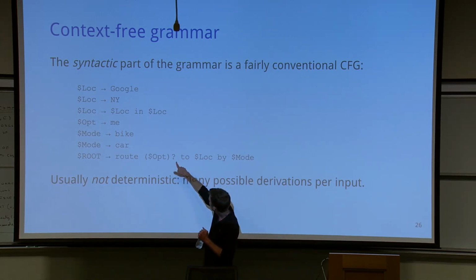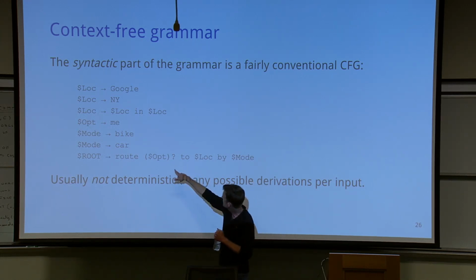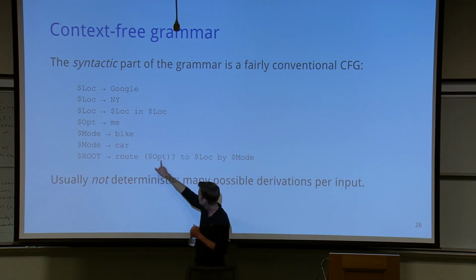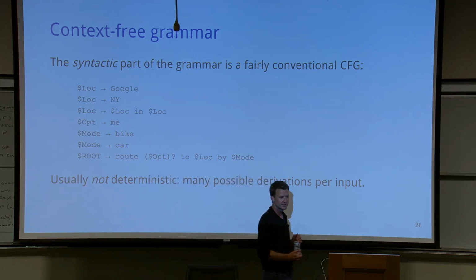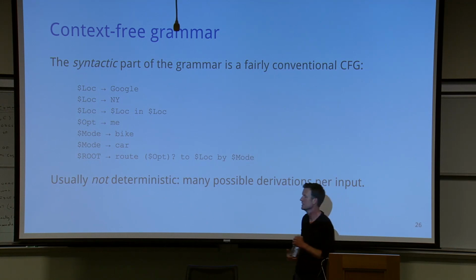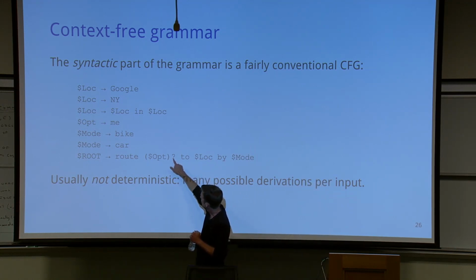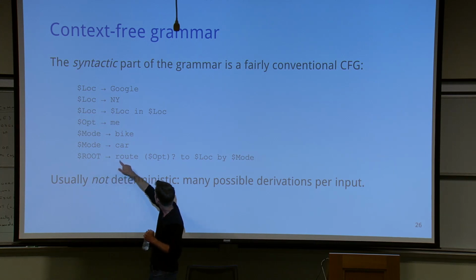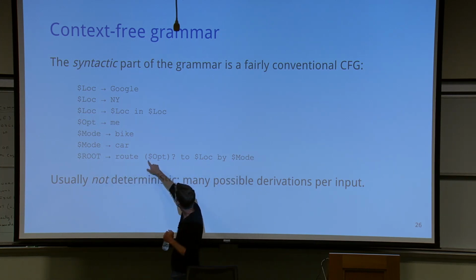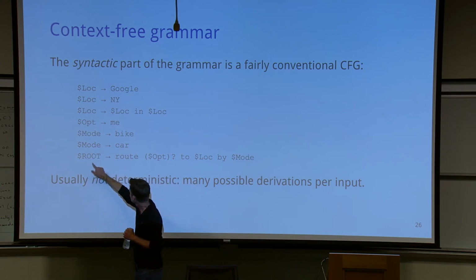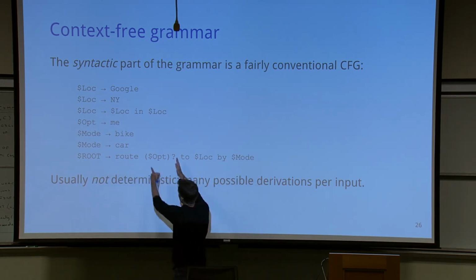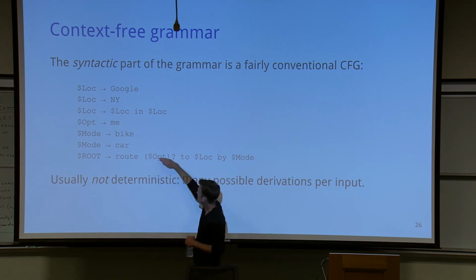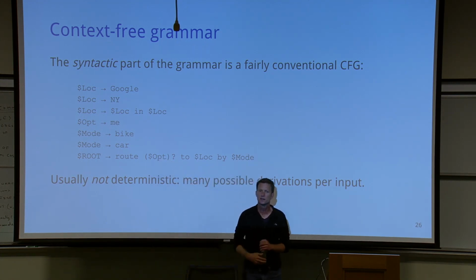We're also using a notational convenience here. This question mark indicates that this element is optional. If I wanted to avoid using this, I could instead have 2 rules here. One that has $root and all this stuff without the parentheses and the question mark. And another rule which has $root and all this stuff except that. So this is just saying this could be here or it could not be here. It's optional.